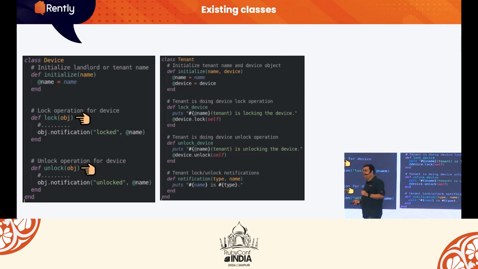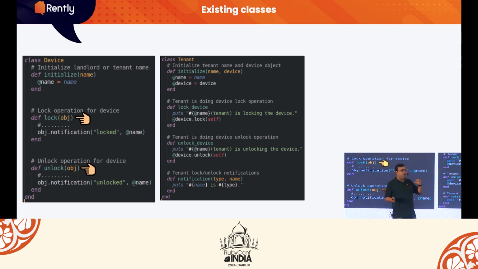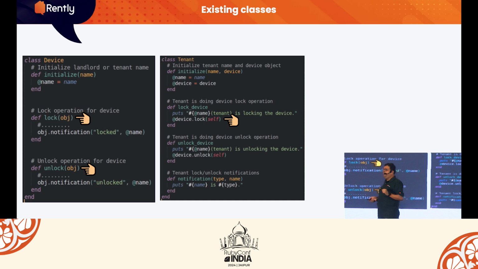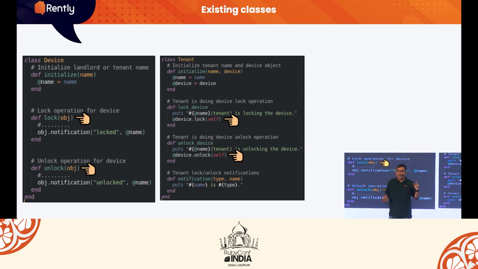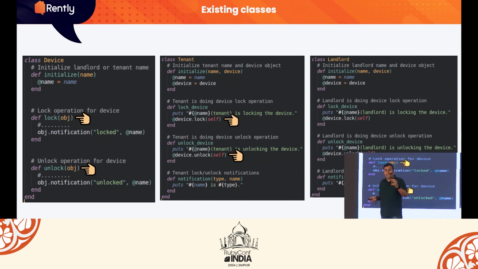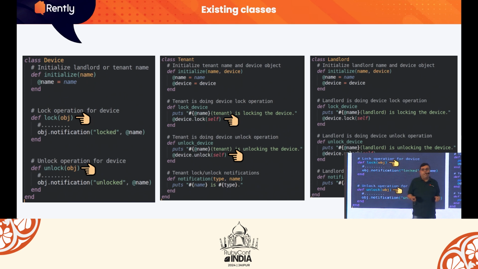We have one of the users called tenants that can call the lock method to remotely plan for a lock operation or unlock operation. That's why the tenant class is calling this device class lock method for lock operation and device class unlock method for unlock operation. Same for landlord. This is another level of user. They can also remotely control the device, and they also call the lock method and unlock method.